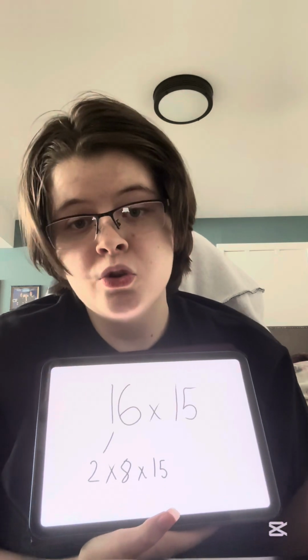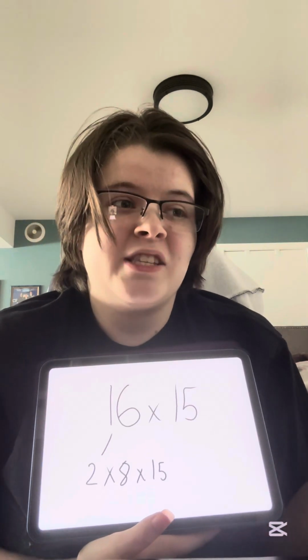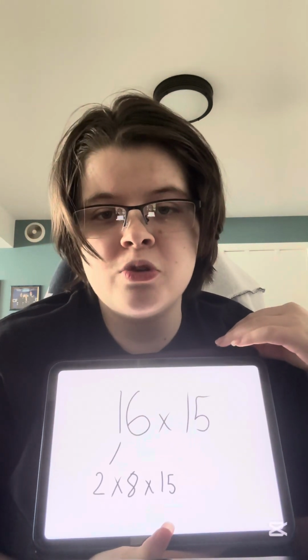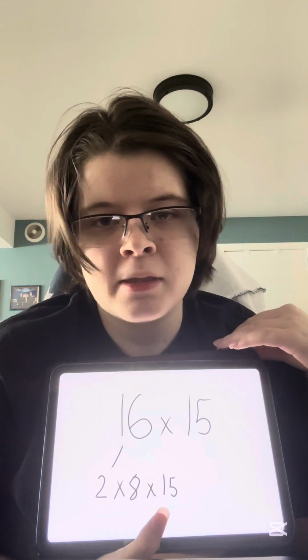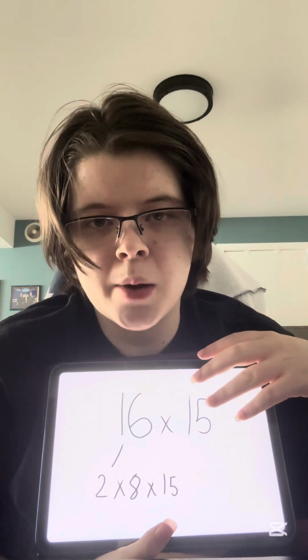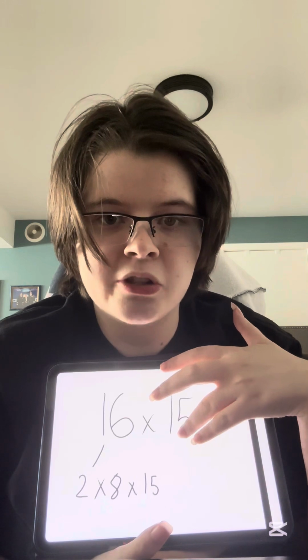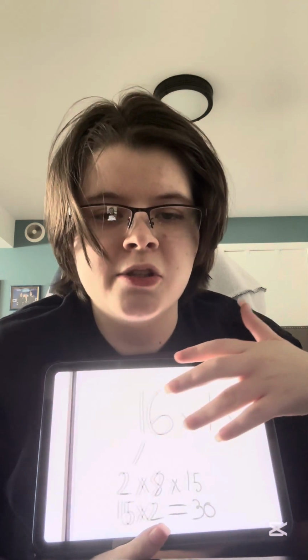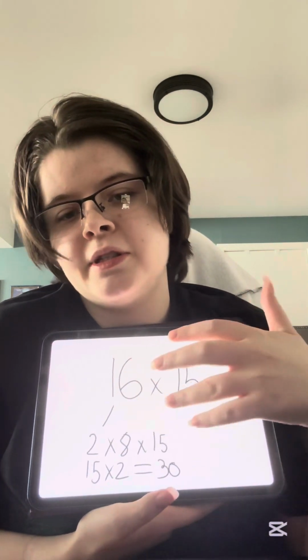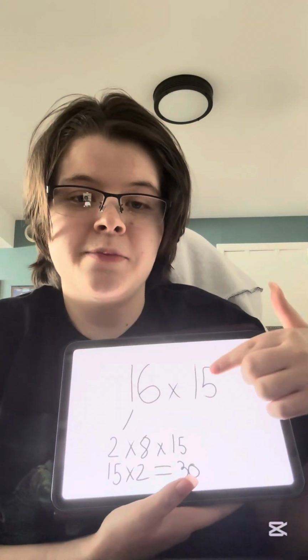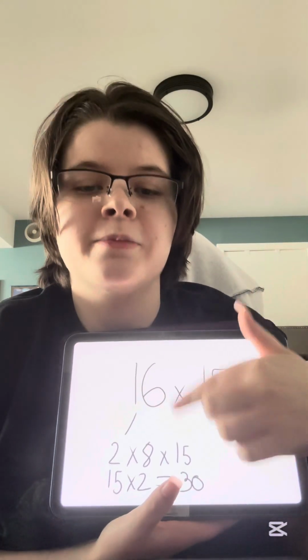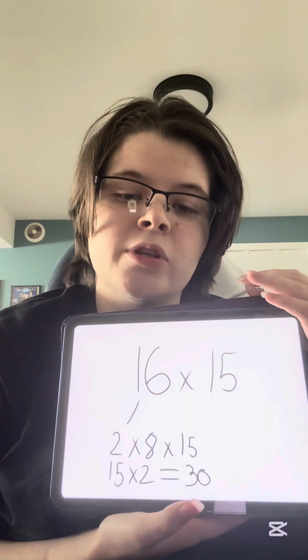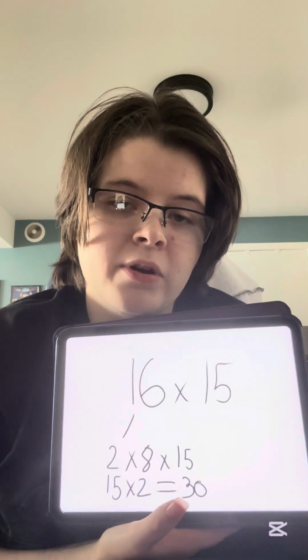Technically, you could probably do this at this point, but if you asked, "Hi, tiny child, can you do 2 times 8 times 15?" I'd say no. I probably wouldn't. So we need to break it down a little further. So you take that 15 and you times it by 2. That equals 30. Pretty easy, right?